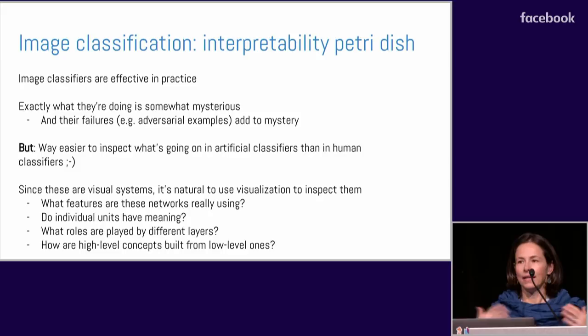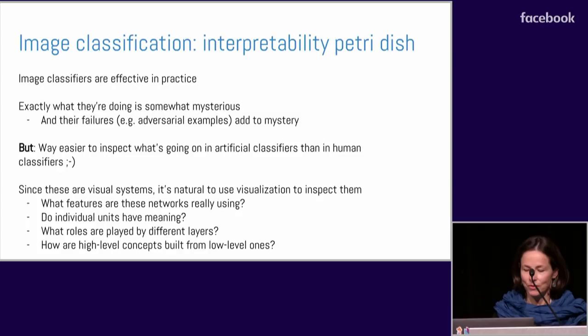And I guess another thing is, since they are visual, right, they are image classifiers, it's kind of natural to try to use visualization to understand what it is that they're doing. So some of the things that I'm sure a lot of you have seen in the literature that these kinds of visualization systems try to do is trying to understand what features are these networks really using, do individual units have meaning, and this is really interesting because I feel like there's a class of researchers who are like, yes, let's inspect individual units, and other class of researchers is like, no, what are you doing? So there are different camps.